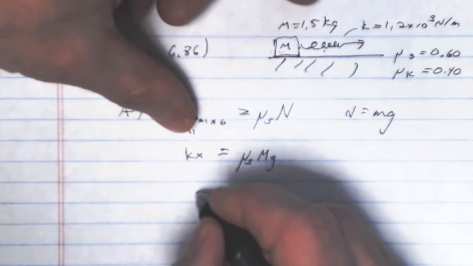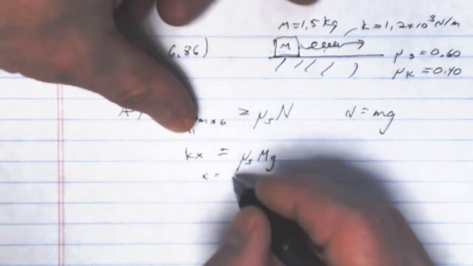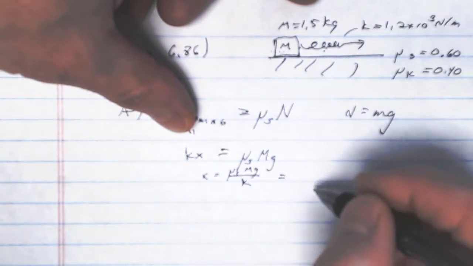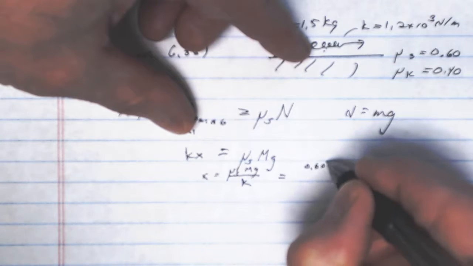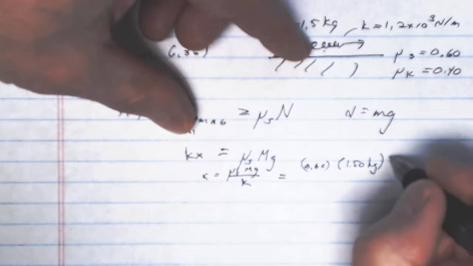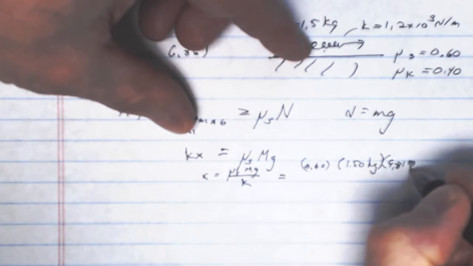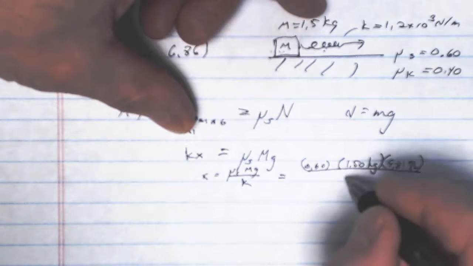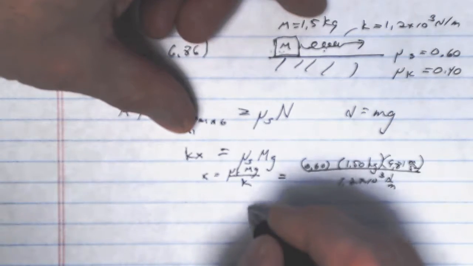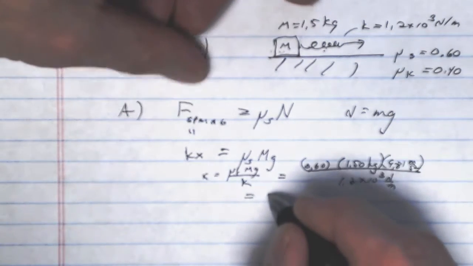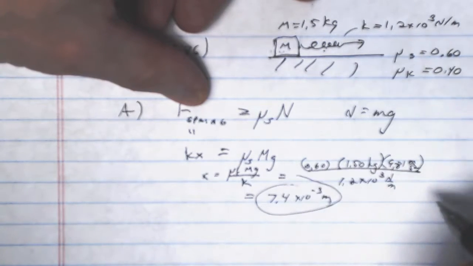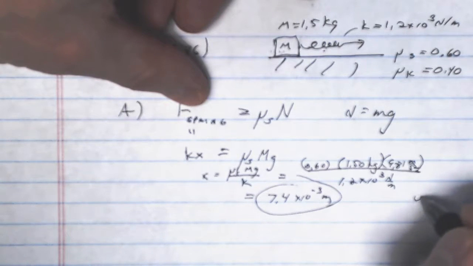And we can solve this for x. x equals mu s mg divided by k. And just plug in your various numbers. mu s is 0.60, m is 1.50 kilograms, acceleration of gravity 9.81 meters per second squared, all divided by the spring constant, which is 1.2 times 10 to the third newtons per meter. Okay, and plug this into your calculator, and you should find 7.4 times 10 to the minus 3 meters. So that's the amount by which you must stretch the spring.